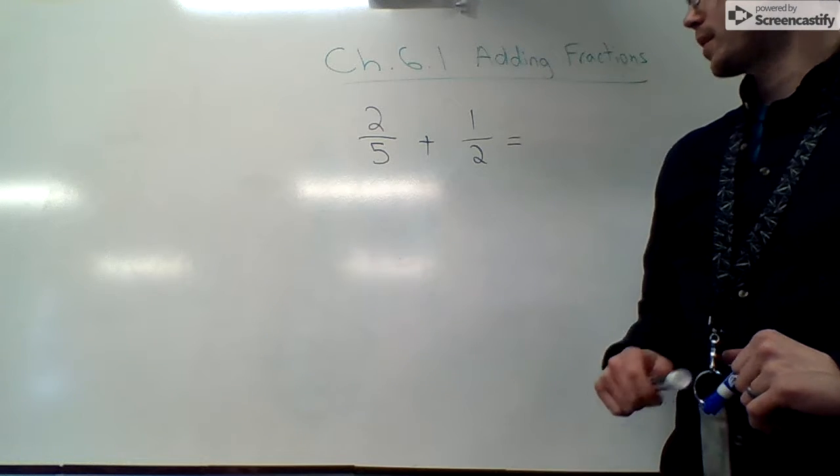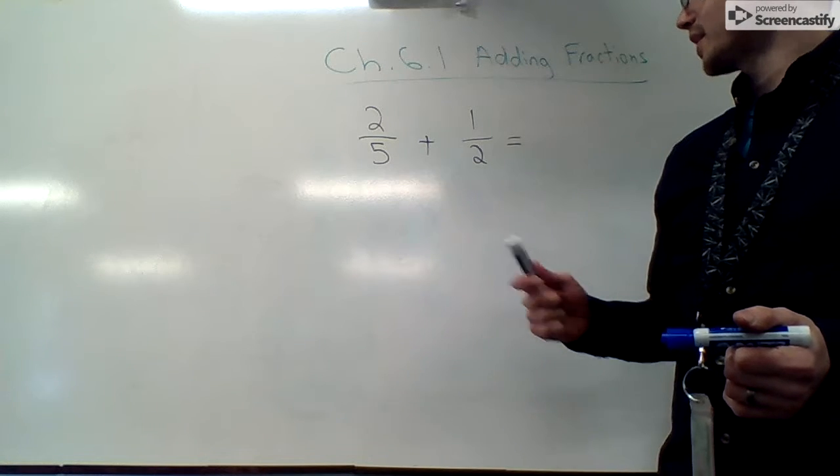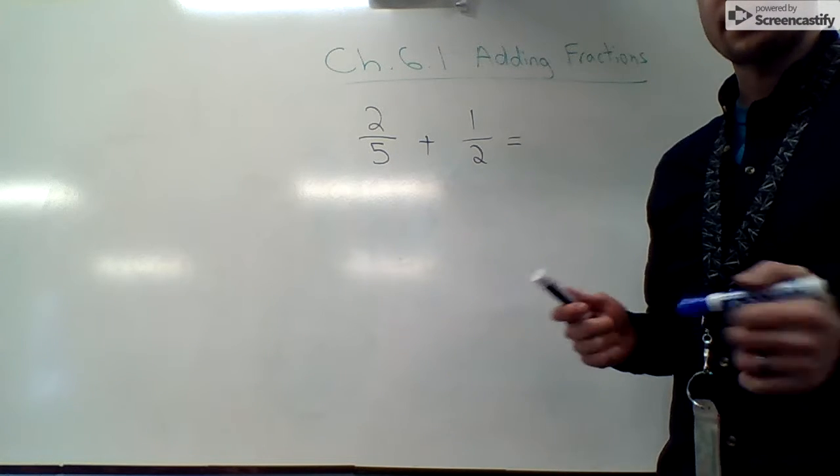Schaefer with another quick tutorial here for how to add fractions with unlike denominators. So you can see we have our example problem, 2/5 plus 1/2. And as we've been learning and discussing in class, we cannot add these fractions because the denominators aren't the same.